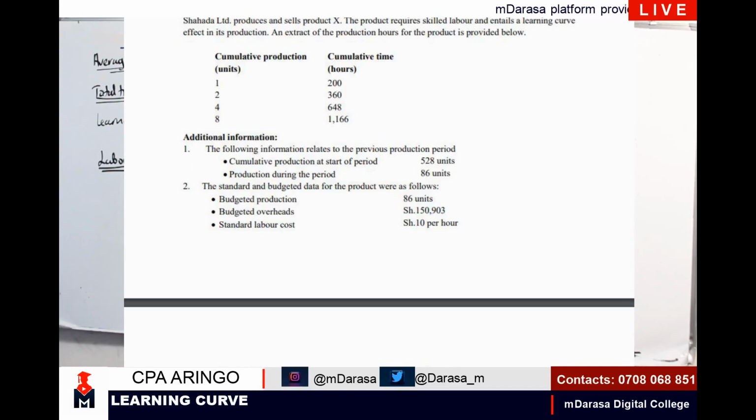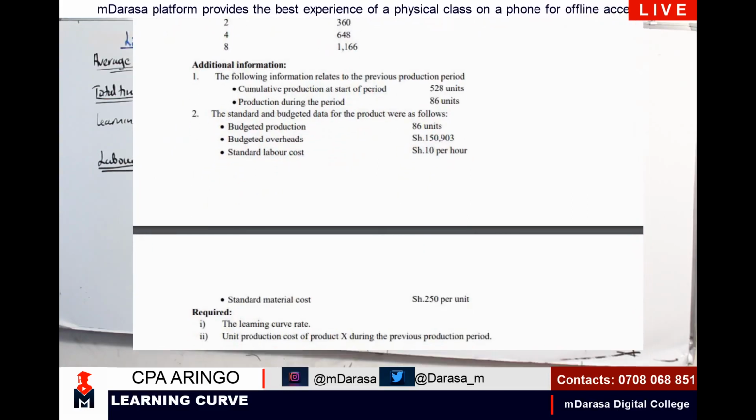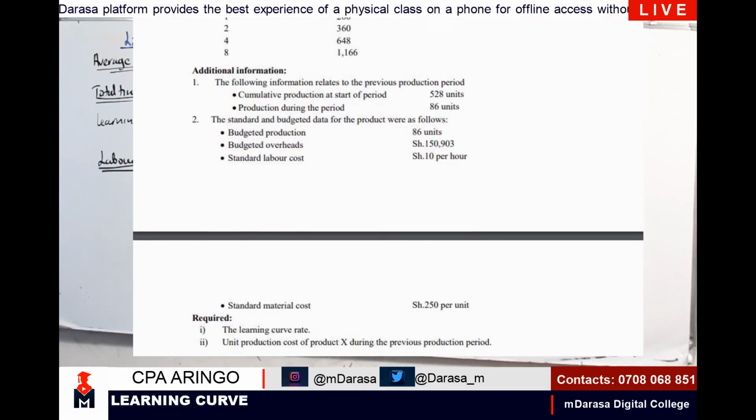Note 2, we are told that the standard and budgeted data for the product were as follows. Budgeted production, I'm given 86 units. Budgeted overheads, I'm given 5903. Standard labor cost, I'm given 10 shillings per hour. Then in addition to that, the standard material cost is 250 shillings per unit.